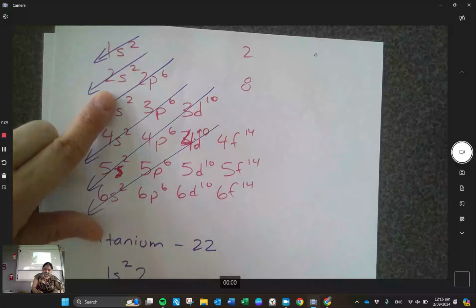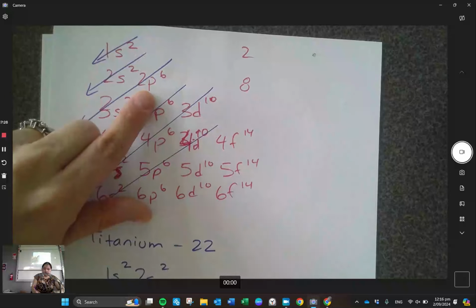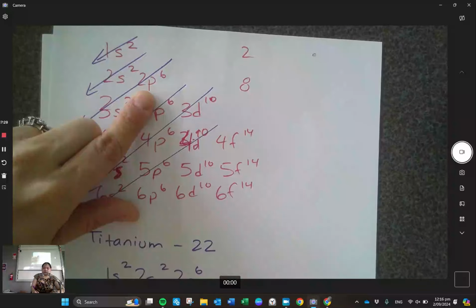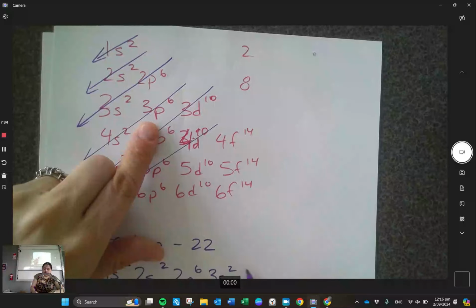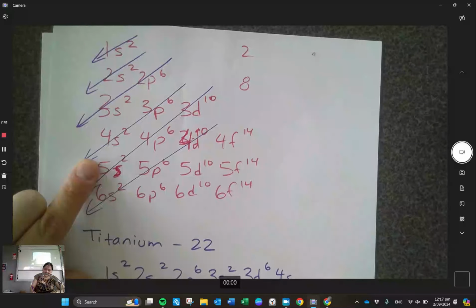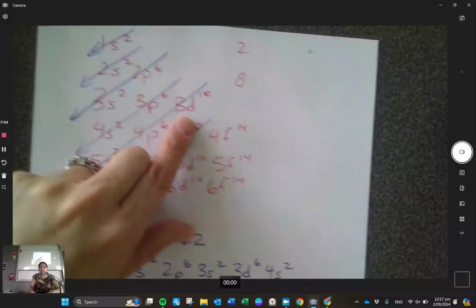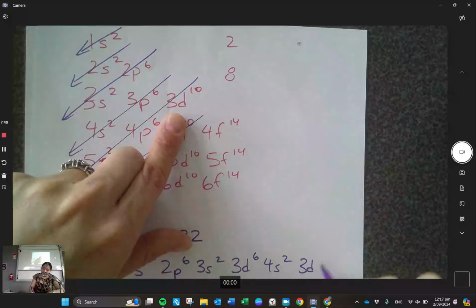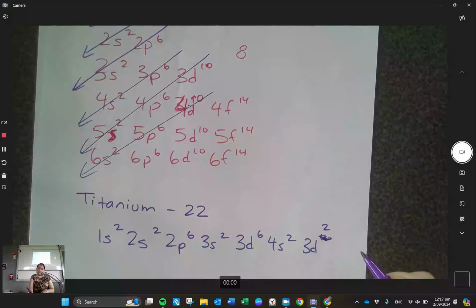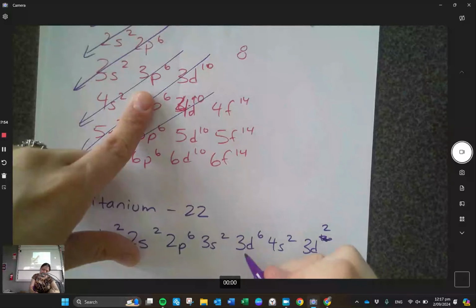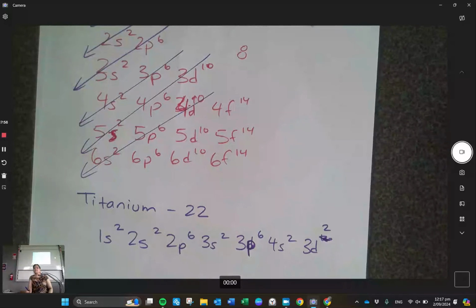So 1s2, 2s2, that gets me up to 4, 2p6, that gets me up to 10, 3s2, gets me up to 12, 3p6, that gets me up to 18. Then we go 4s2, that gets me up to 20, and then now I'm backtracking here, and I'm going 3d2. Oh, 3p6, thank you. And that's how you do that.